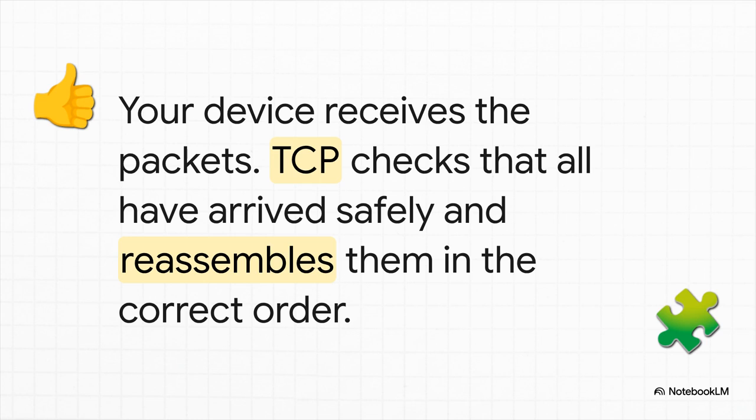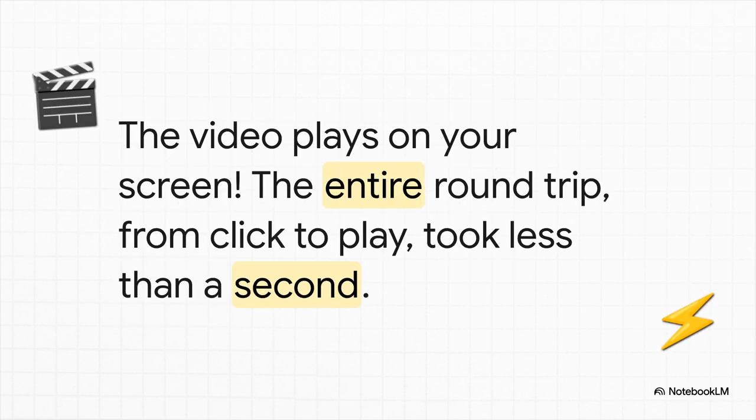So as this absolute flood of packets starts arriving at your device, that's when our friend TCP, the Transmission Control Protocol, really gets to work. It's basically the quality control manager. It checks that every single packet made it home safely. If any got lost along the way, it requests a resend. And most importantly, it puts them all back together in the exact right order. And what's the result of all that? The cat video plays perfectly, seamlessly on your screen.